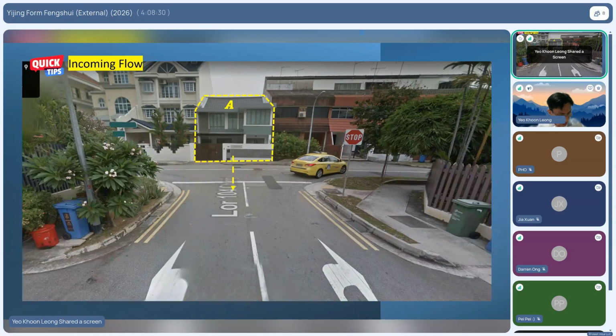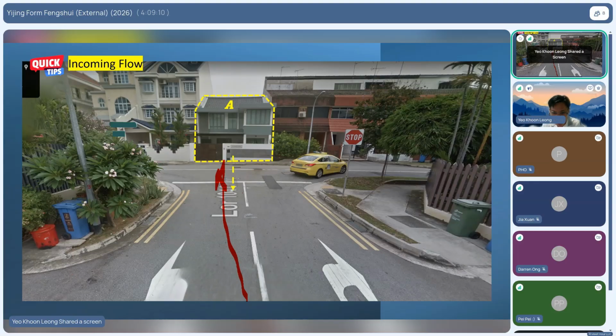Let's look at another example of water flow. Look at unit A. The arrow shows the facing. Now, right in front, there's an incoming road. This road that you're seeing here, incoming road, that's what we call 潮水. 潮水 means incoming flow. At first glance, this sounds very good, right? Water flowing towards you. Qi flowing towards you. It means opportunity, money coming in.